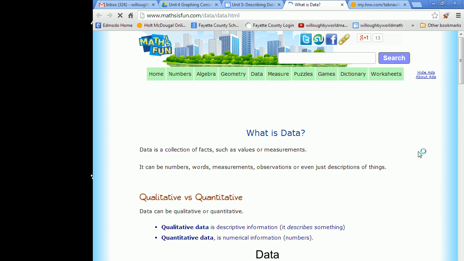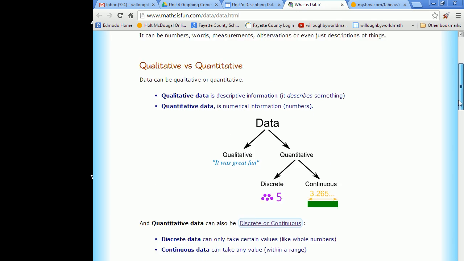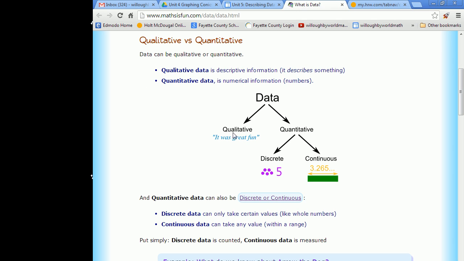Now, when we look at qualitative versus quantitative, our quantitative can be divided even further into discrete data, our countable data, and continuous data, our measurable data. So this quantitative can be divided even further.